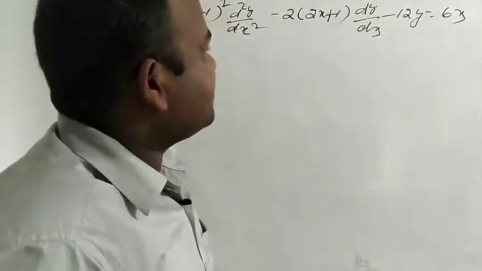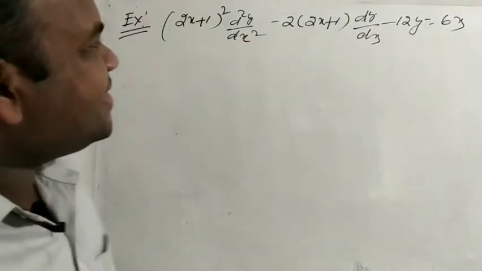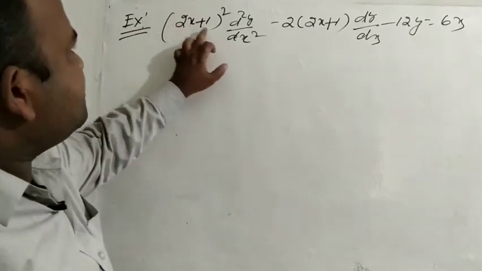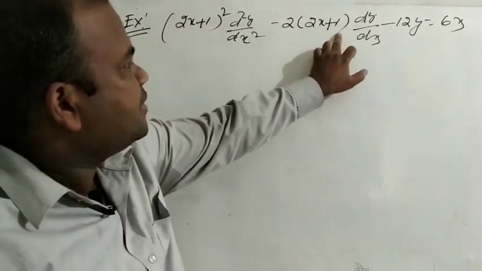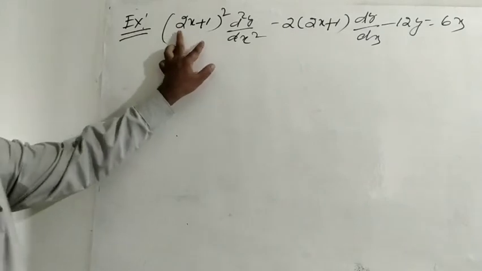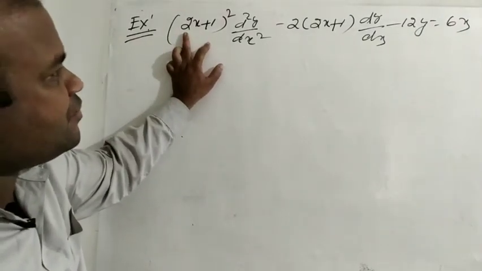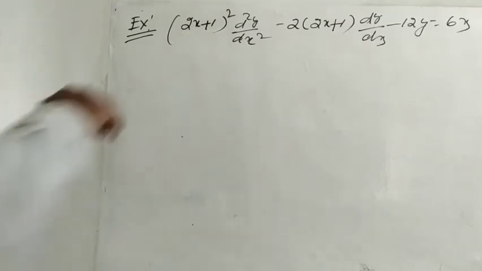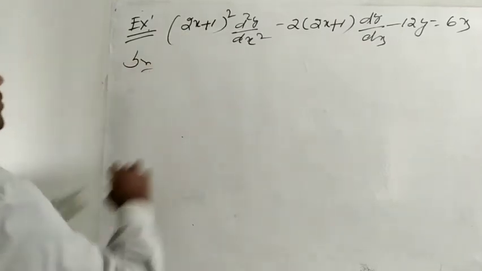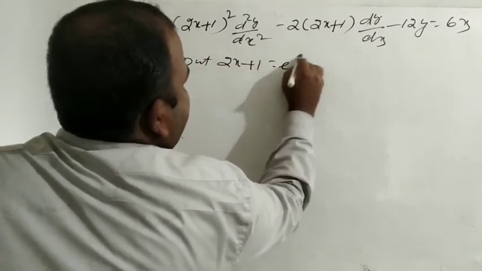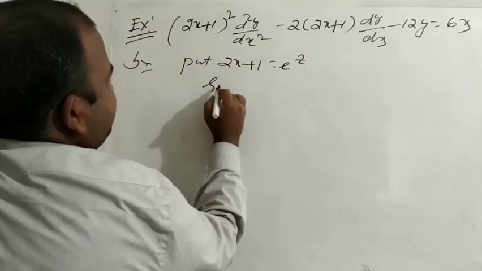Now we will solve the various types of problems based upon the Legendre differential equation, because it is in the form of (ax + b) whole square, so it is in the form of a Legendre differential equation. So this one you will convert into the form of a linear differential equation, and thereafter you will solve it. Solution: put 2x + 1 = e^z.